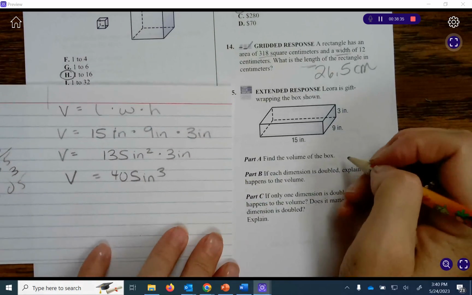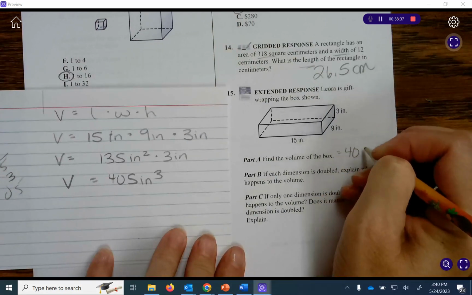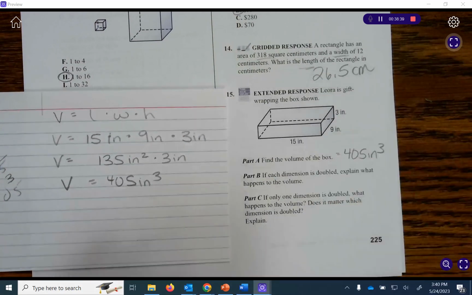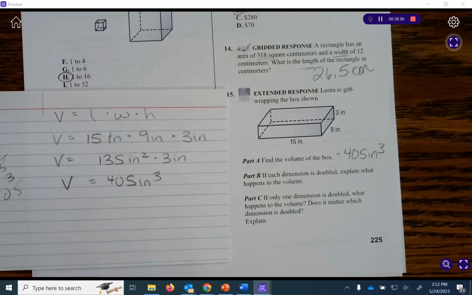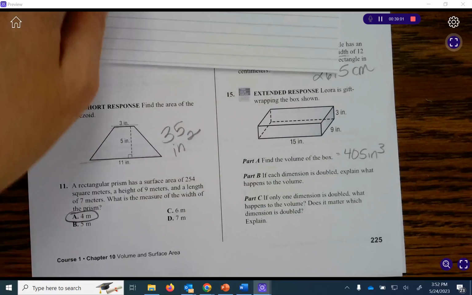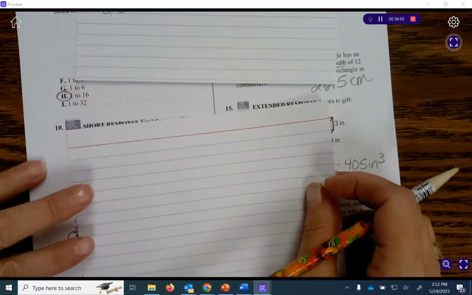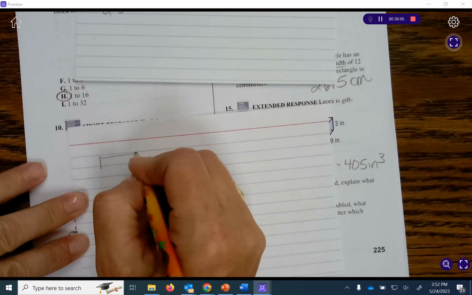Okay, so the volume is going to be 405 inches cubed. Okay, now if each dimension is doubled, explain what happens. The second part to our question, part B, asks if each dimension is doubled, explain what happens to the volume. Now for this, I actually want to draw out our rectangular prisms.